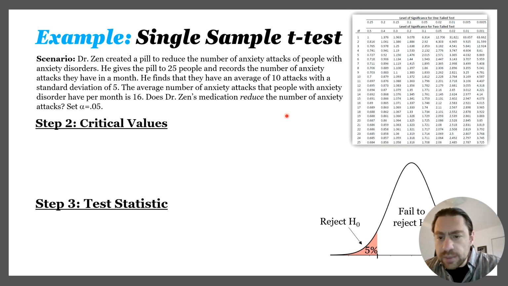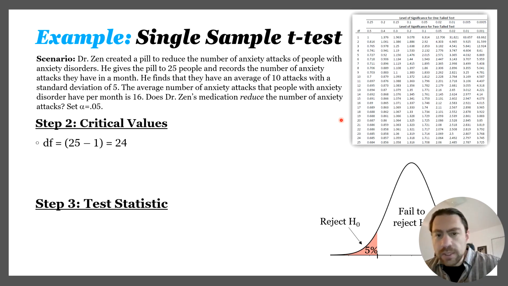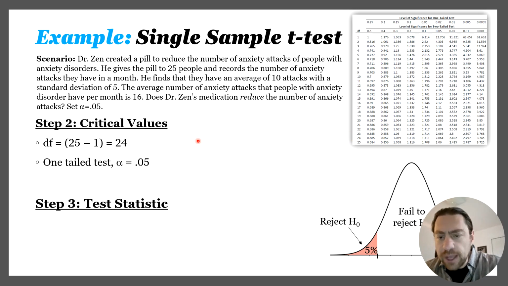Okay, so step 2 is to find the critical value. So we need degrees of freedom. That's sample size, which is 25, minus 1, so 24. That will give us the row, and the column will be the alpha value for a one-tailed test. So this is our row. Here is our column, alpha of 0.05 for a one-tailed test.